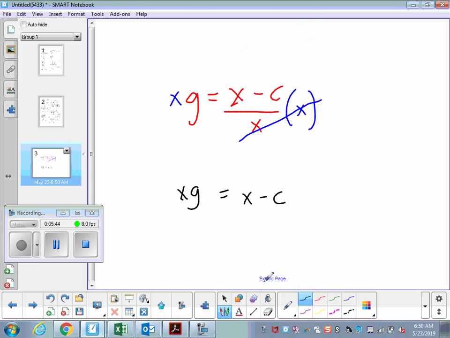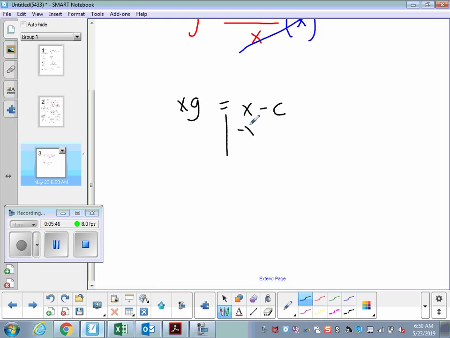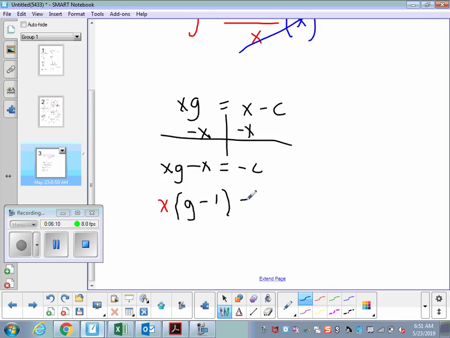So now what you can do is subtract this x from both sides. And so over here you've got xg minus x, and on this side you'd still have your negative c. That means over here now you can factor out the x. x times g would give you xg, and then x times a negative 1 would give you the negative x right there.